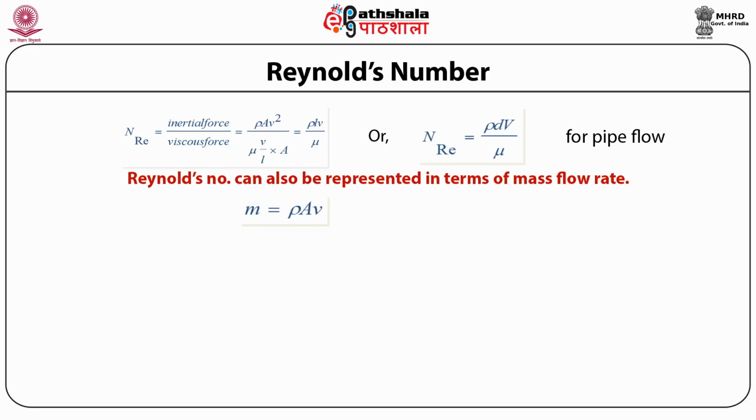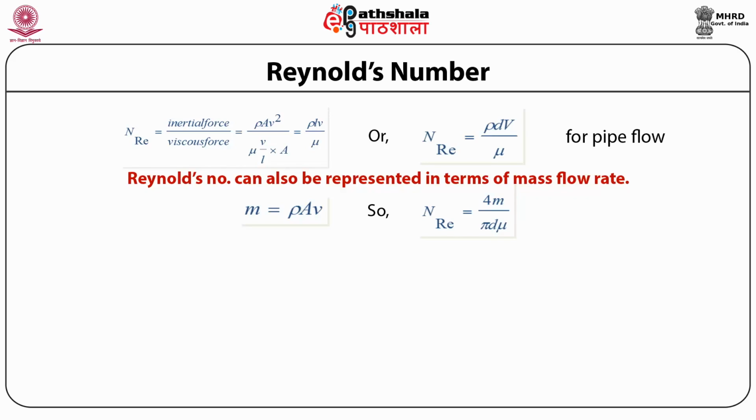Reynolds number can also be expressed in terms of mass flow rate. Mass flow rate is discharge multiplied by density. Hence, Reynolds number is equal to 4m divided by pi d mu. Reynolds number helps in quantitatively describing the flow characteristics of fluid in a pipe.